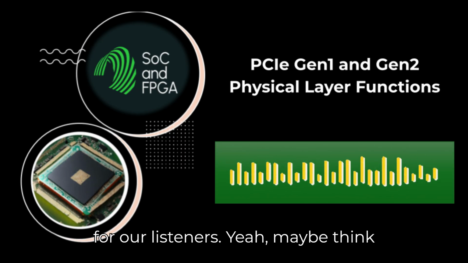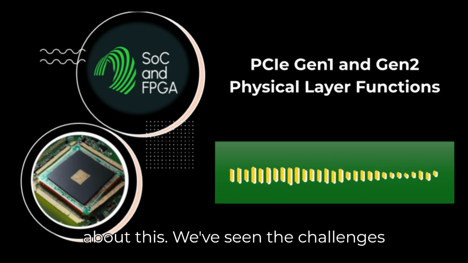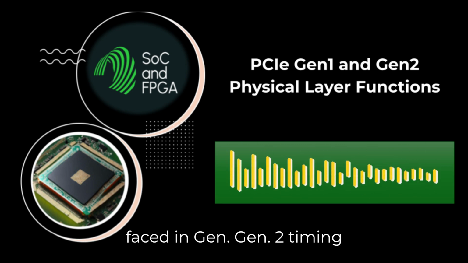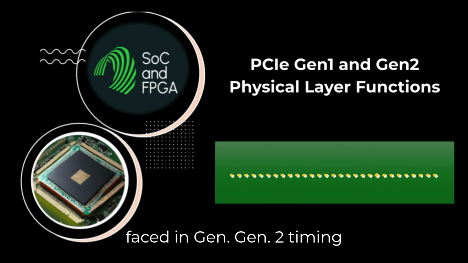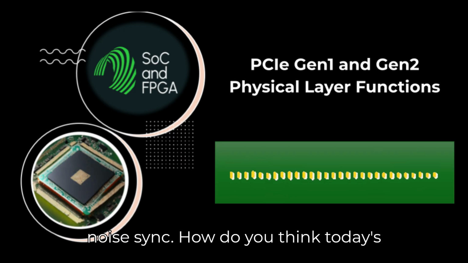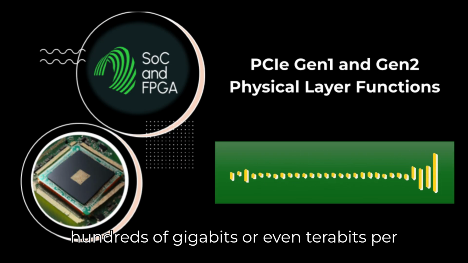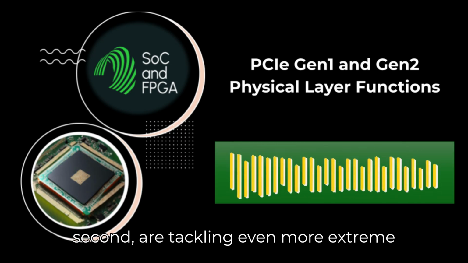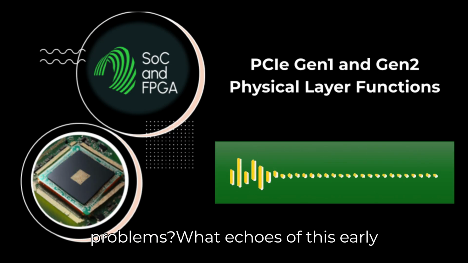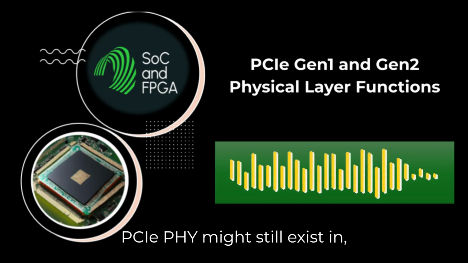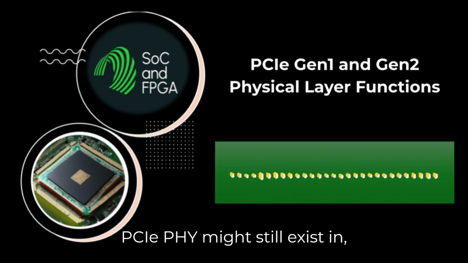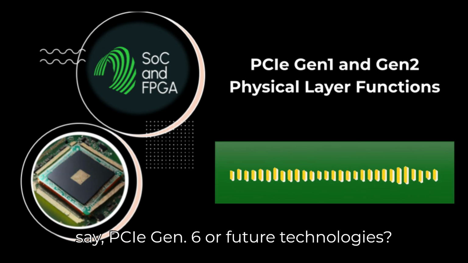So a final thought for our listeners. Yeah, maybe think about this. We've seen the challenges faced in Gen 2: timing, noise, sync. How do you think today's cutting-edge interconnects, pushing hundreds of gigabits or even terabits per second, are tackling even more extreme versions of these same fundamental problems? What echoes of this early PCIe PHY might still exist in, say, PCIe Gen 6 or future technologies?